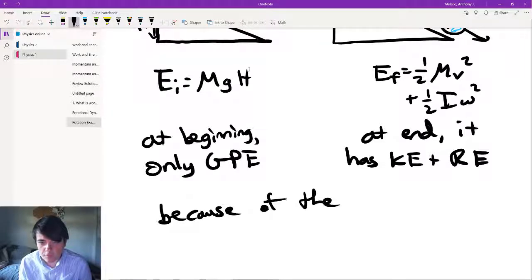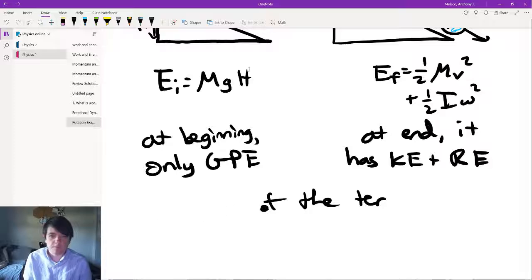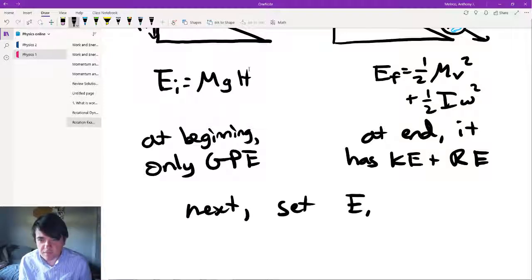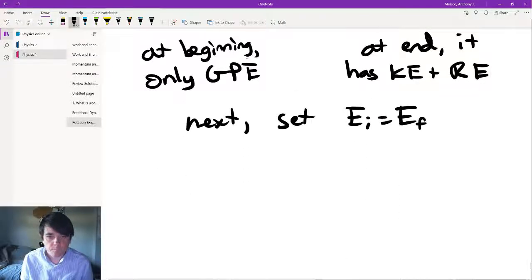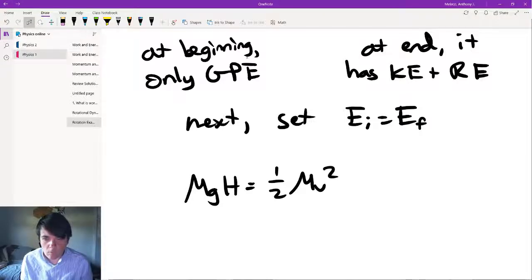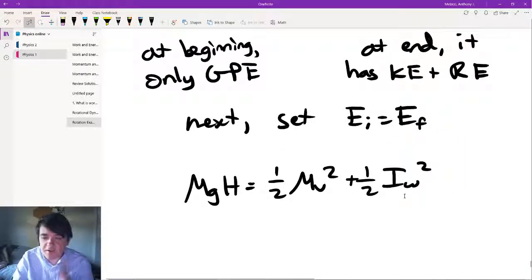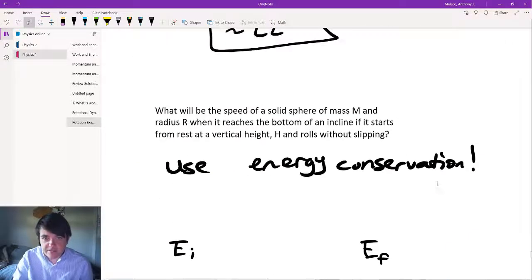So here, let's do it this way. Next, set E initial equal to E final. So this is it right here. But because we don't know I or omega, we need to do some stuff.